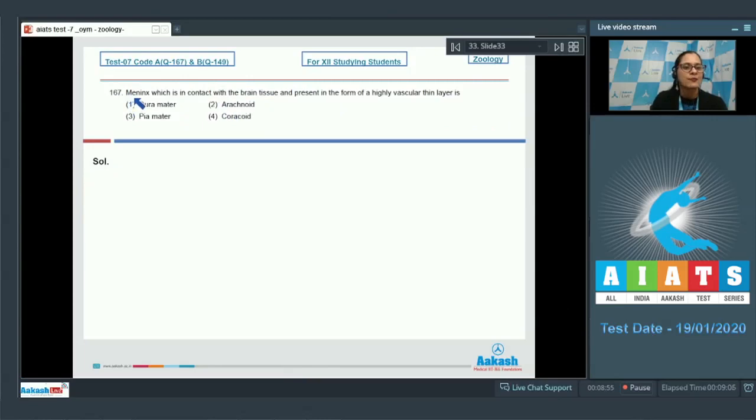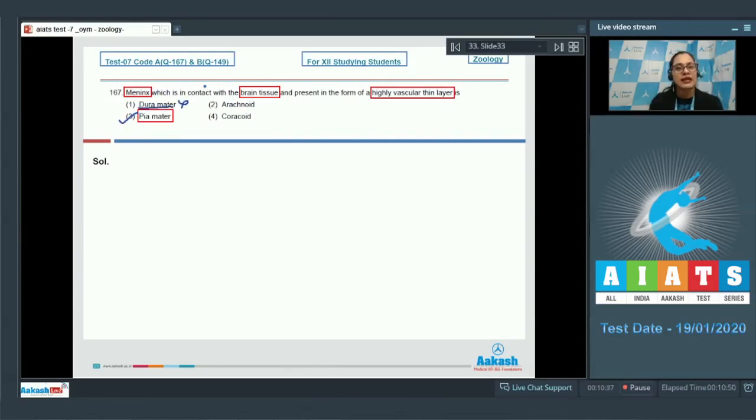Question number 167. Meninx, which is in contact with the brain tissue and present in the form of highly vascular thin layer is, and the options given are dura mater, arachnoid, pia mater, coracoid. So meninx, which is in contact with brain tissue and present in the form of highly vascular thin layer, is option number 3, pia mater. So the correct answer is option number 3, pia mater.